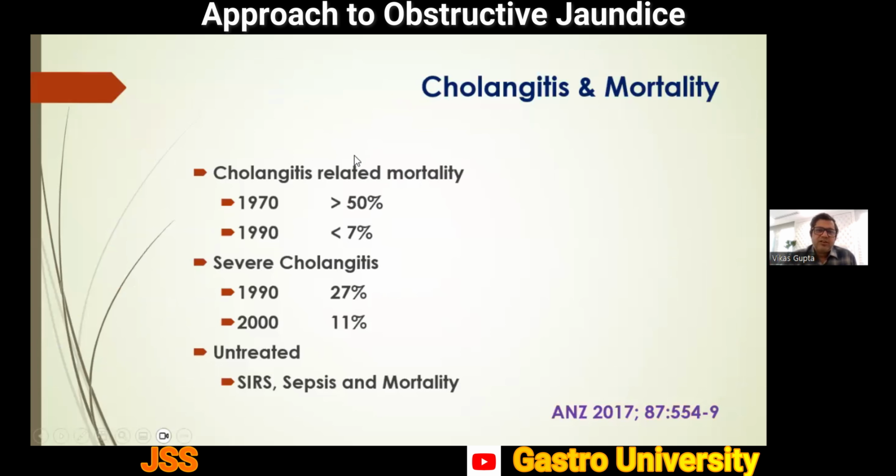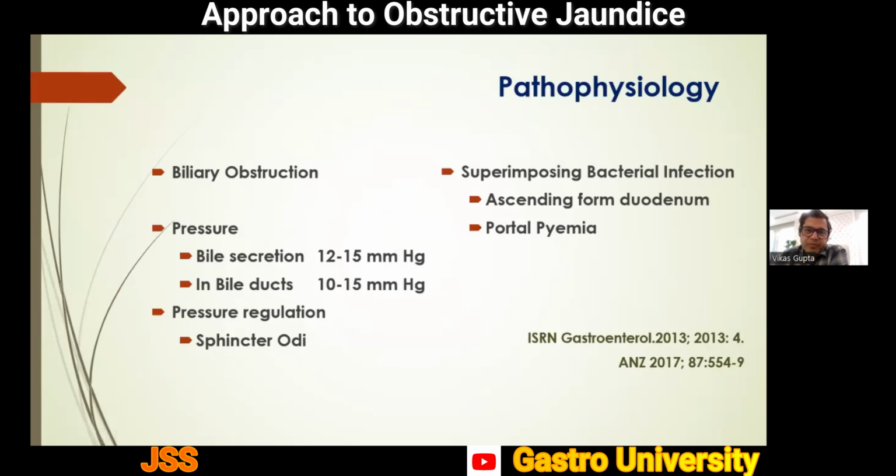And if we see the data, even in the early 1970s, the mortality associated with severe cholangitis was 50%, which has reduced over a period of time. But in severe cholangitis, mortality is still as high as 10%. And if it is untreated, it leads to SIRS and can be fatal.